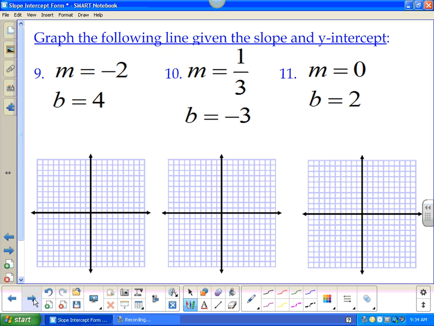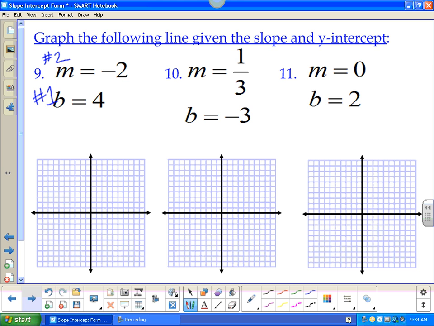Okay, so now we're going to take that information and apply it to actually graphing. Here I'm flat out giving you what the slope is and what the y-intercept is. To graph a line, you always go to your y-intercept first. Then you do the slope. So your first step is always to go to your y-intercept.